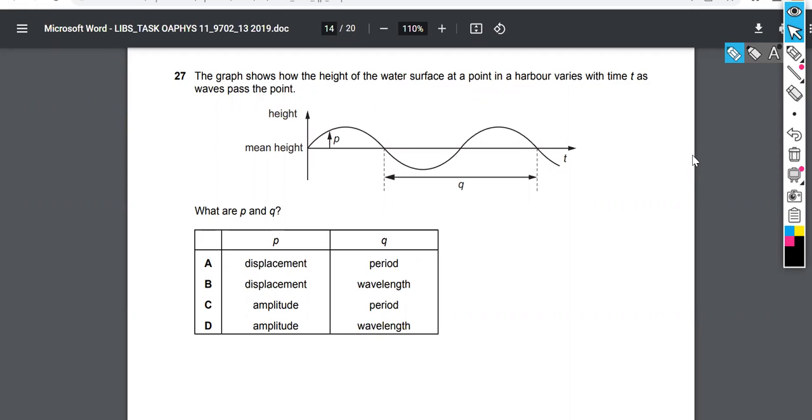The graph shows how the height of the water surface at a point in a harbor varies with time t as waves pass the point. Note that we are looking at height against the time t.